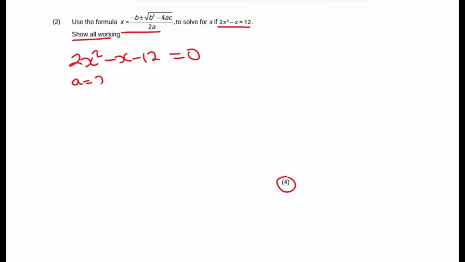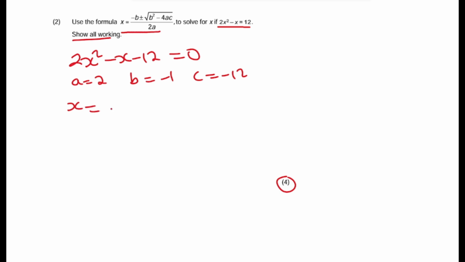Right, let's do question 1A2. Use the formula. We are given the quadratic formula here to solve for x if 2x squared minus x is equal to 12, and then you have to show all your calculations. We have to write this in standard form, so it becomes 2x squared minus x minus 12 is equal to 0. Then we have a is equal to 2, b is equal to negative 1, and c is equal to negative 12. And then we substitute into our formula.